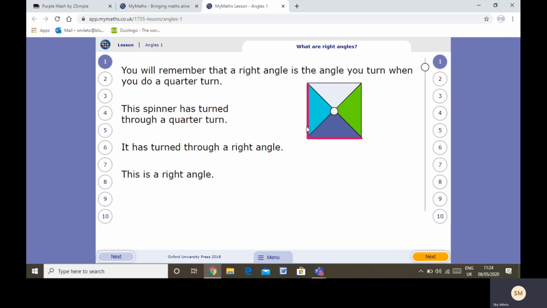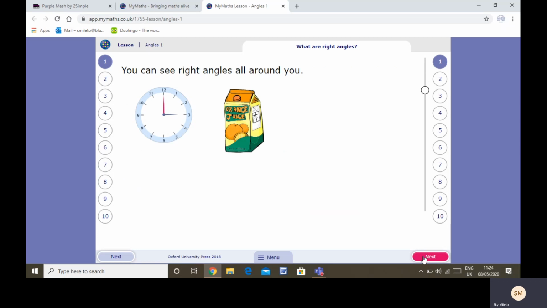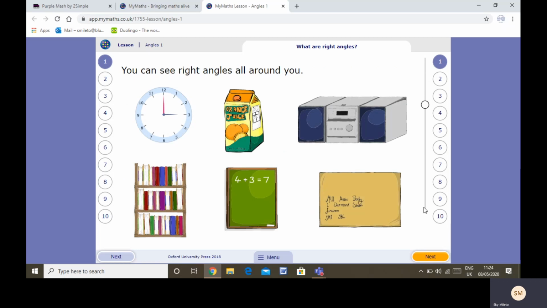Okay, you can see here is the pink. That is a right angle. We looked at the squares and cuboids and we said that they had 4 right angles, 1 in each corner. The corner of a rectangle is a right angle, as you can see here, and here and here. Those are right angles. Same with the square.